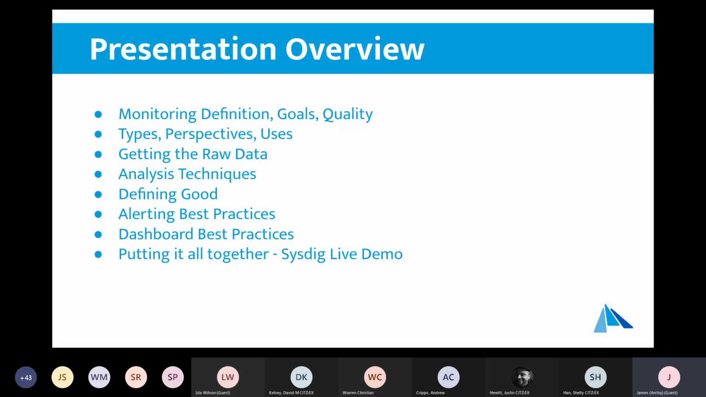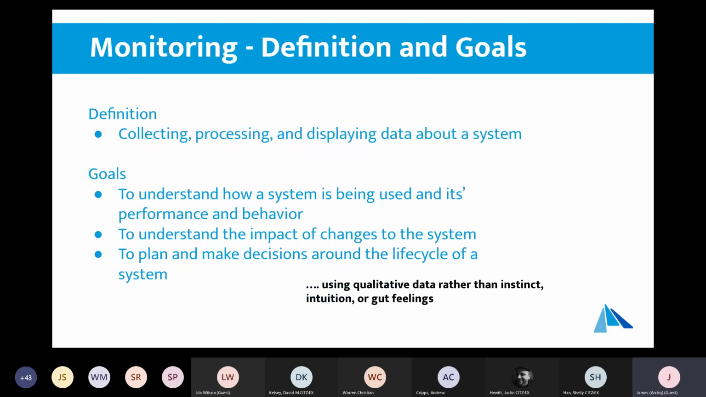So monitoring, what I'm talking about here, is collecting, processing, and displaying data about a system and its components. And I'm just using the word system. You could call it a service. The purpose of monitoring is to help us keep our system running and understand how it behaves over its entire life cycle. It's not just to catch and troubleshoot service issues live.